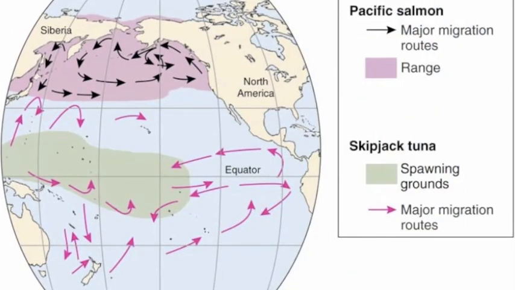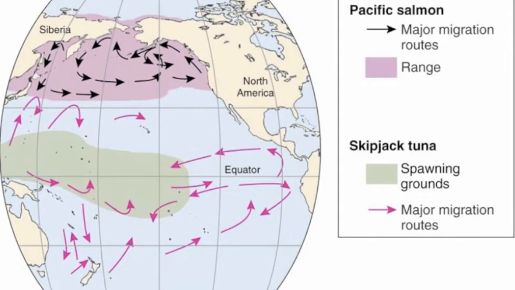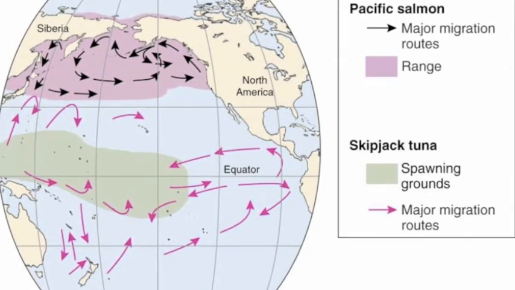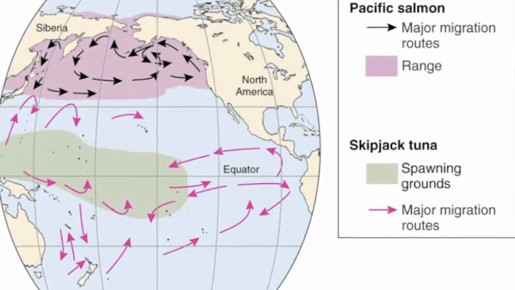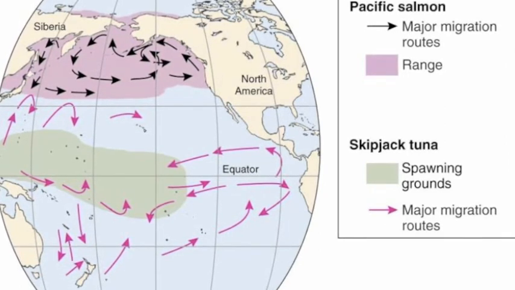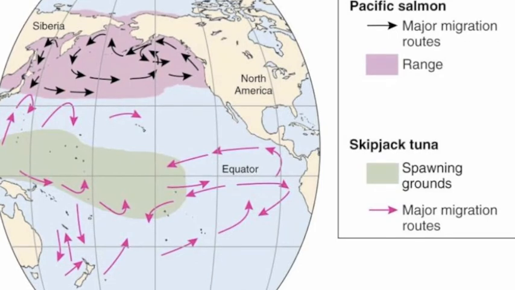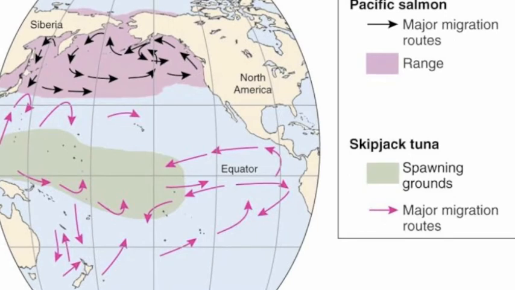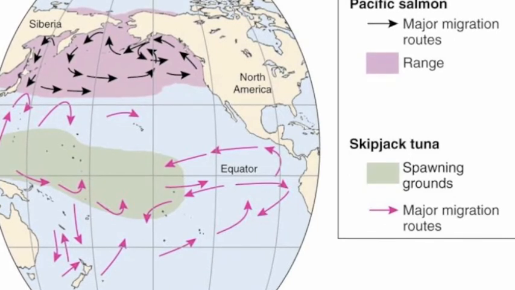As in the picture, the skipjack tuna undertakes extensive migration that every year takes it almost halfway across the globe. The Pacific salmon migrates to spawn only once in a lifetime. Approximate limits of distribution and migration routes are indicated for all 7 species of salmon.